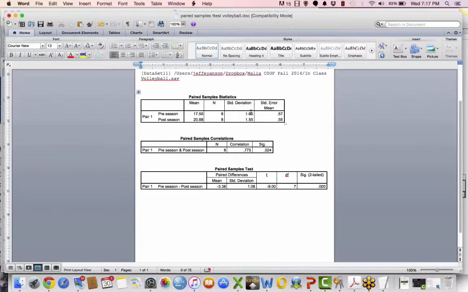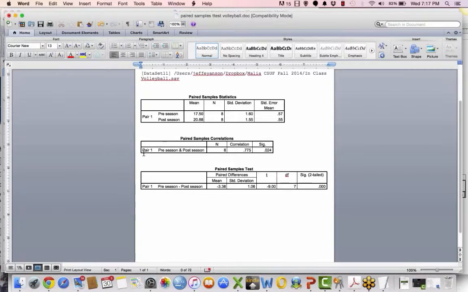Okay, you can see that the standard deviation is 1.60, and for this one it's 1.55. So from the mean, most of the scores range from 17.60 to 19.10. And for the postseason, they went from 20.88 to, what is that, 22.43. So the range of scores are in that area.